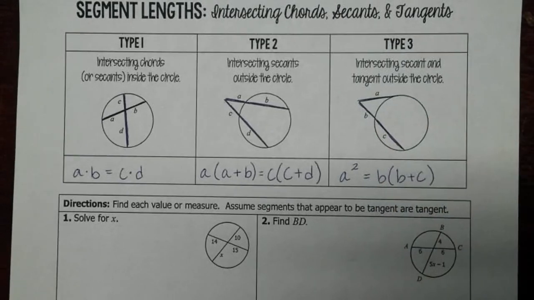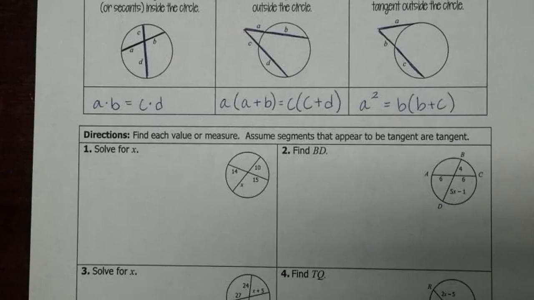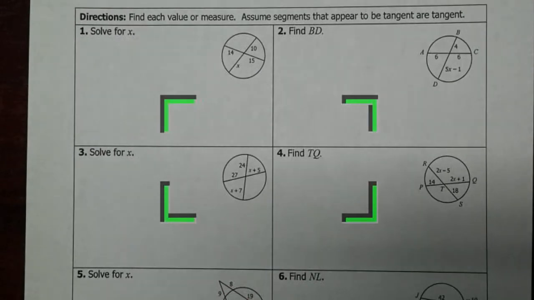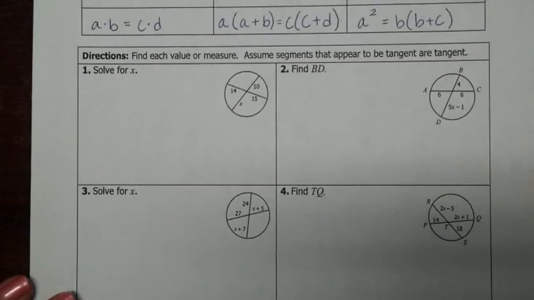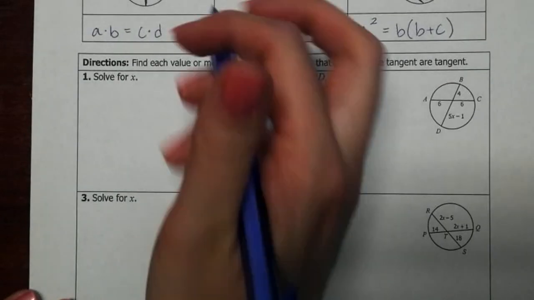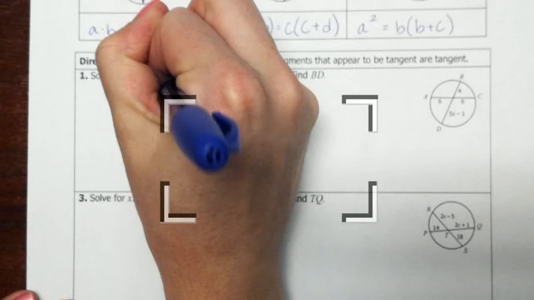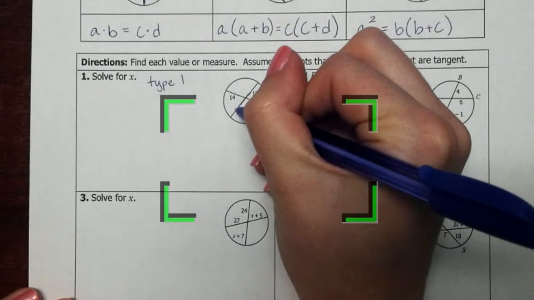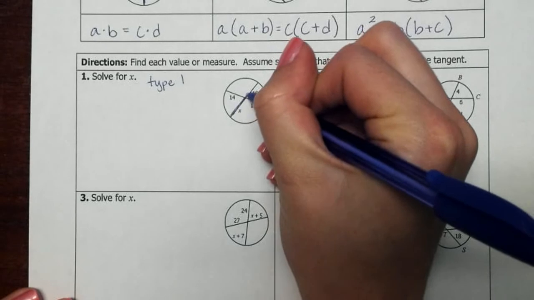Okay. So these are the 3 types of problems, and we're going to solve each type of problem. So let's look at a couple. Let's look at number 1. It tells us to solve for x. This is a type 1 problem, so I'm going to write that here. This is type 1. I'm just going to pick a piece to work with first. I'm going to pick this piece. It doesn't matter which one you start with.